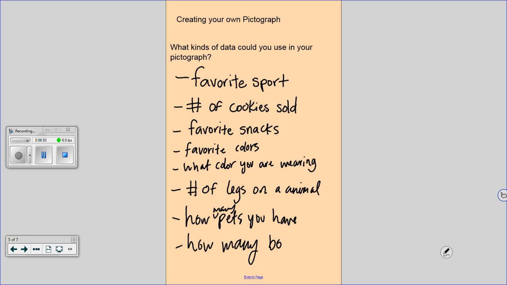How many books you've read. Favorite book gets hard because remember, if we do favorites, we have to give options. Ava? Sure. Aiden?